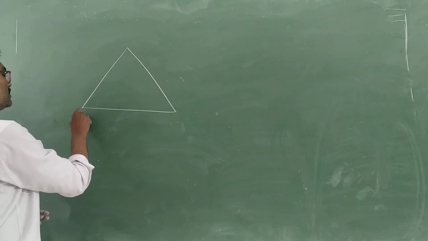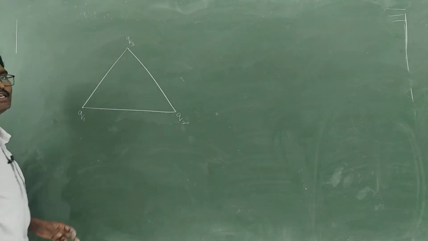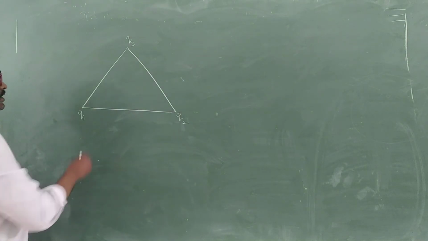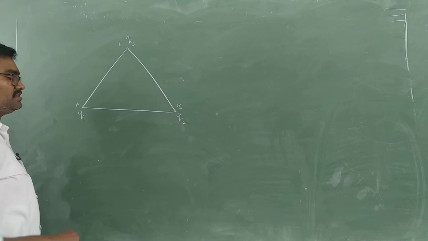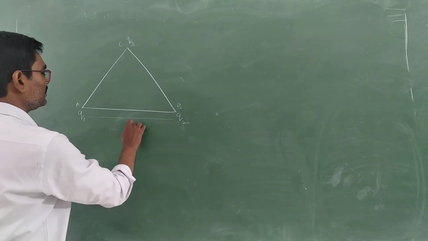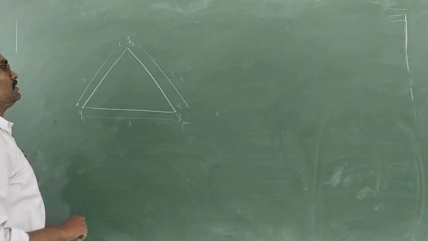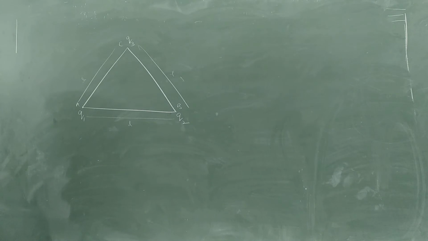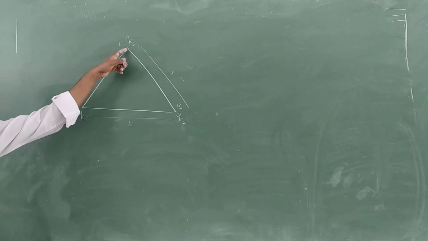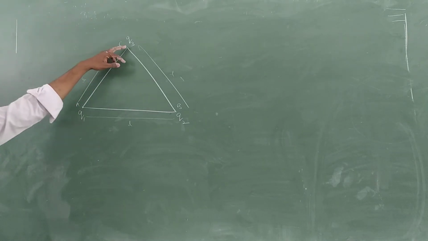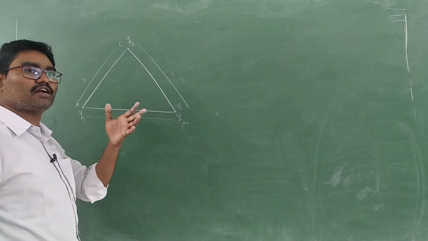I am taking three charges, Q1, Q2 and Q3, at the three corners of an equilateral triangle. Each side is L. Now I want to calculate the net force on any one corner of the triangle, where the third charge is placed, that means on any one of the charges.